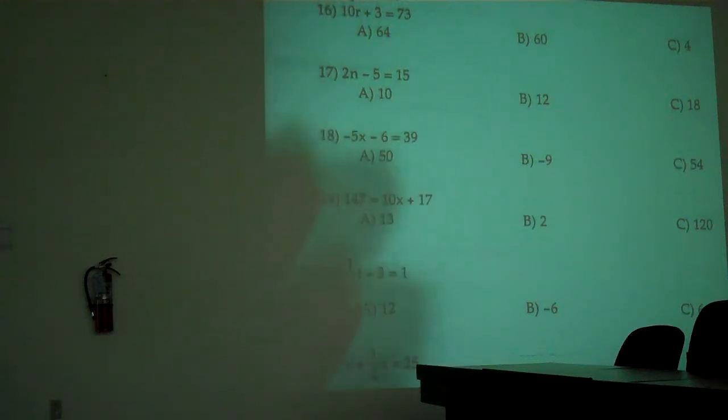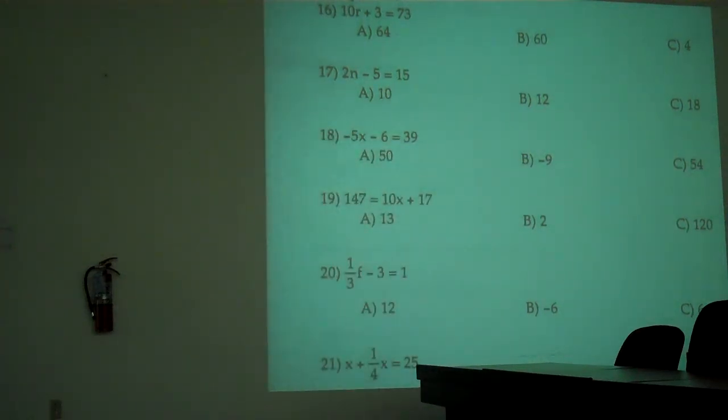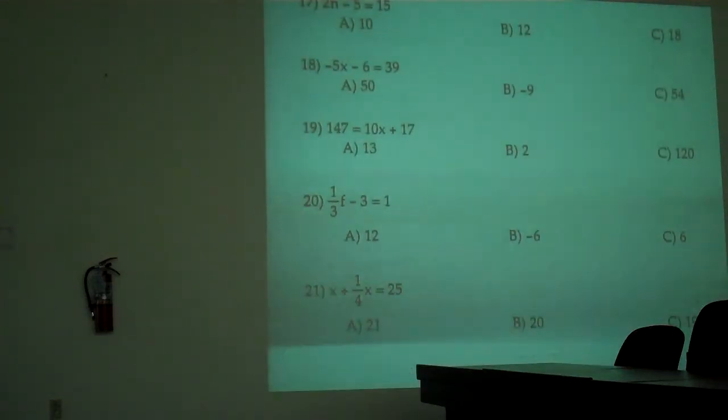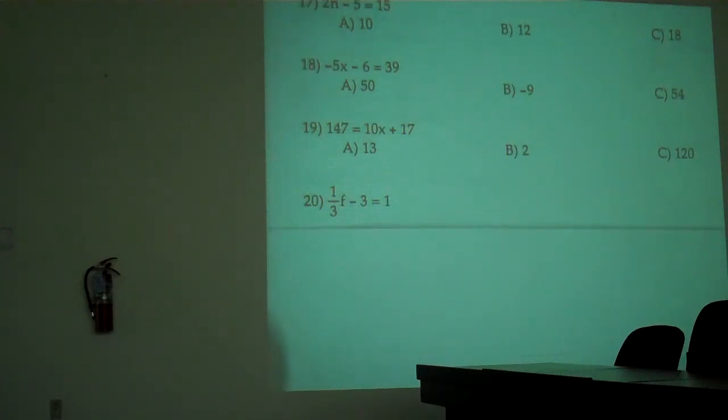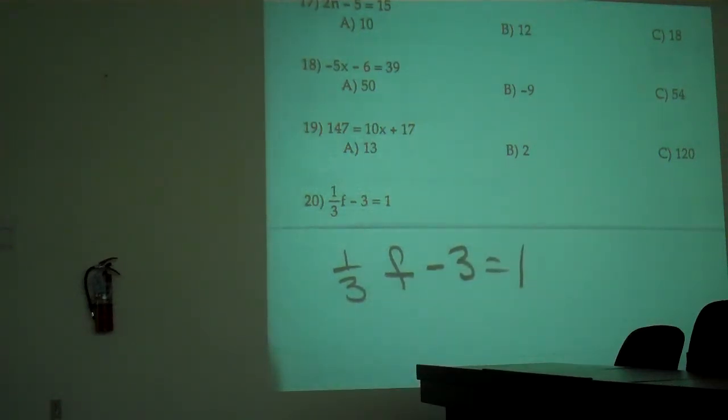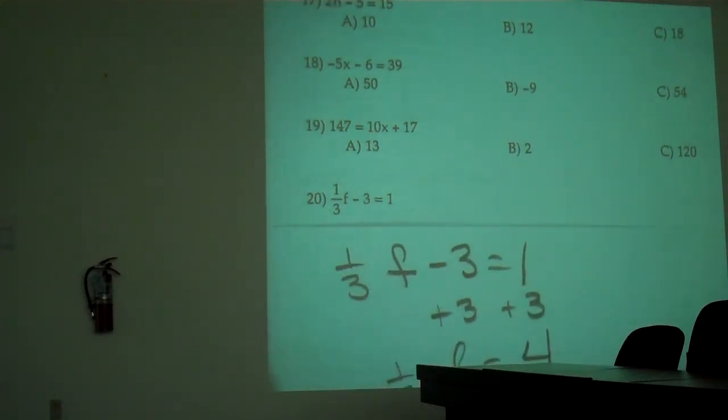I'm going to let you do 17, 18, 19. You can do all those pretty easy. We'll go ahead and do a fraction with number 20. 1/3 f minus 3 equals 1. What is the first thing you're going to do here? Add 3. 1/3 f equals 4.